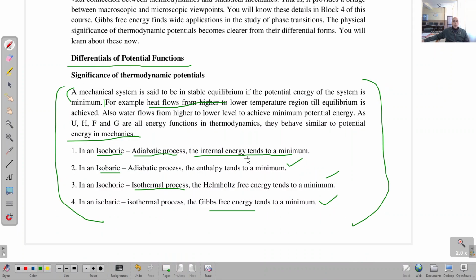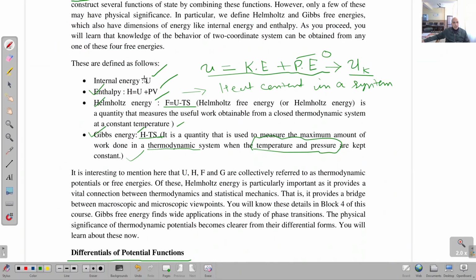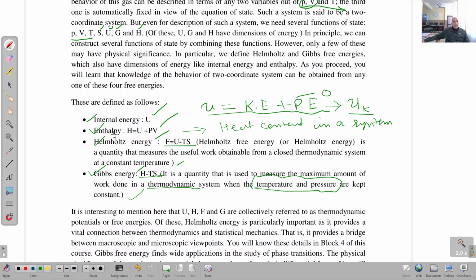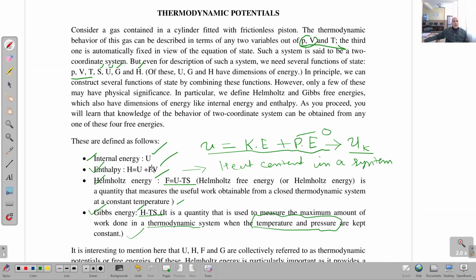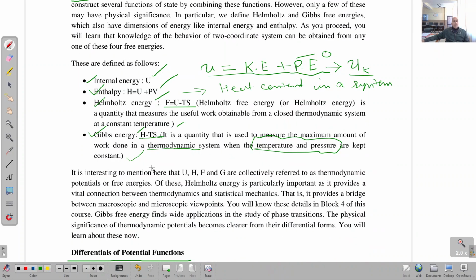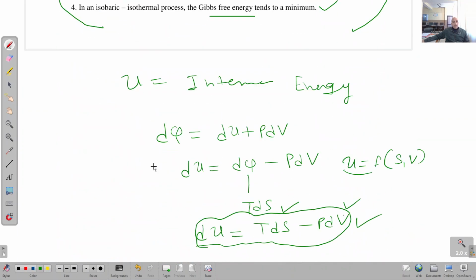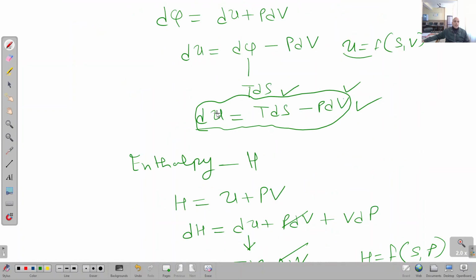So this is basically the significance of these thermodynamic potentials, how they are linked with the stability of the system, right? So here we have discussed these four thermodynamic potentials, that is internal energy, enthalpy, Helmholtz free energy, and Gibbs free energy. We saw how they are linked with the stability or any situation in a thermodynamic system, right? And these are the differential forms of these four thermodynamic potentials, right?